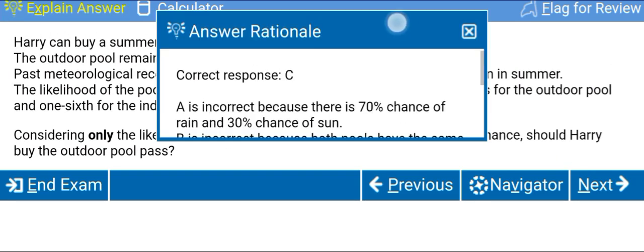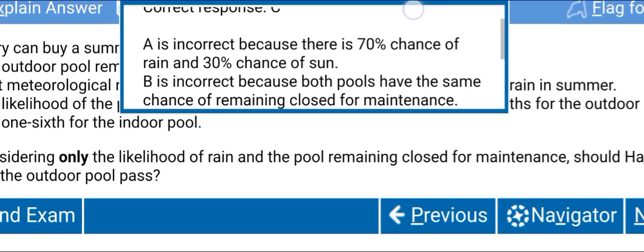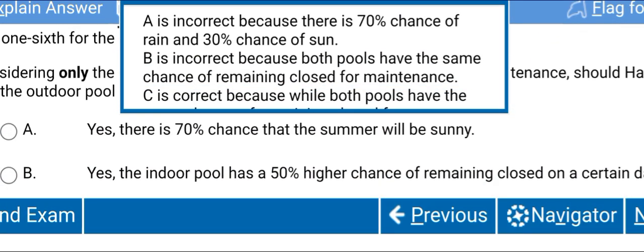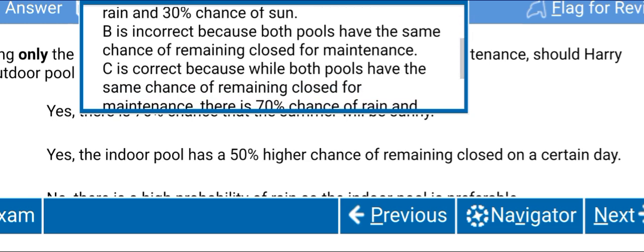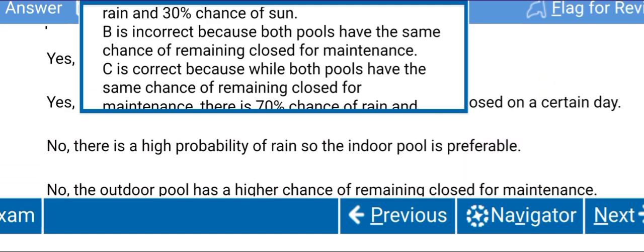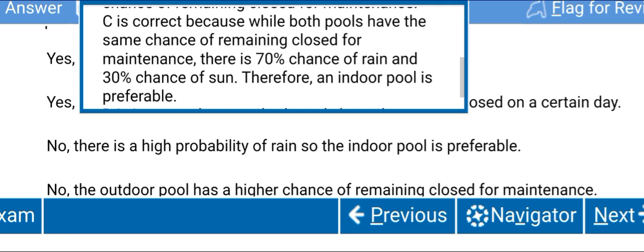So here we have the correct option is C, and A is incorrect because there is 70% chance of rain and 30% chance of sun. B is incorrect because both pools have the same chance of remaining closed for maintenance. C is correct because while both pools have the same chance of remaining closed for maintenance, there is 70% chance of rain and 30% chance of sun.